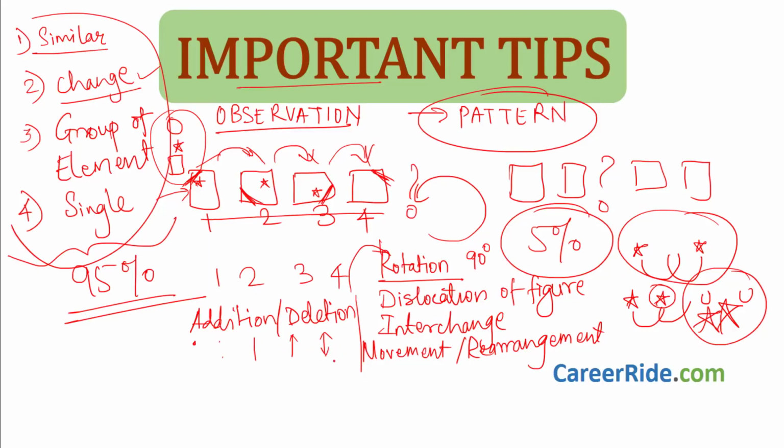This is addition or deletion. Deletion would be exactly the opposite. First the arrow is gone, then this arrow is gone, you get this, then the line is gone, you get just two points, then you get just one point, and then nothing. Okay, this is addition deletion.